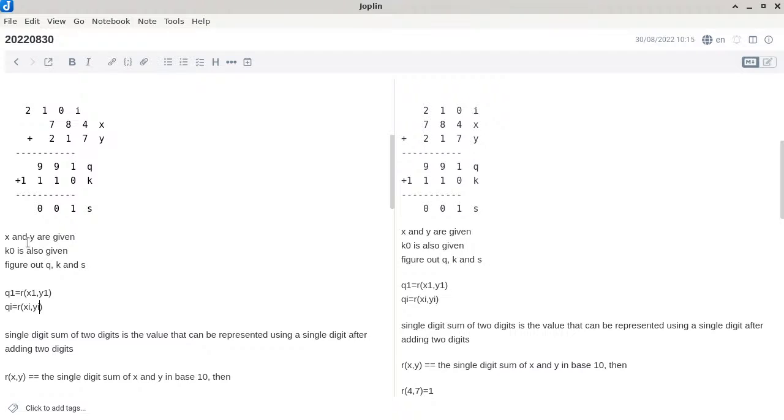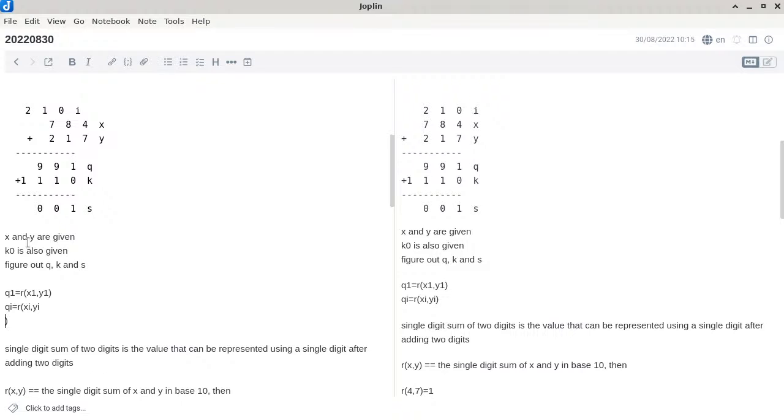So this is what I meant when I said structure, because by a single definition of Qi equals R of Xi, Yi, I have just shown you how to compute everything on the R row. Are we good, are we okay so far? Okay. So the next one up is, what about the K's?